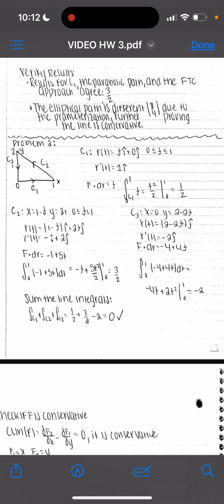We get r(t) equals ti plus 0j. Take the derivative of that, which equals 1. Then compute F dot dr, which equals t. Integrate t from 1 to 0. You get the result of 1/2.